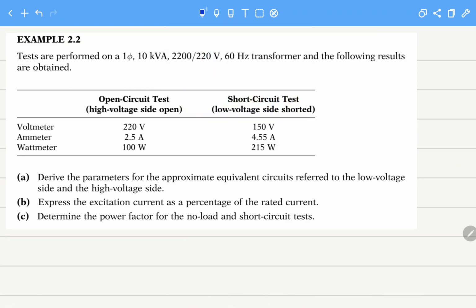Say that tests are performed on a single phase 10 kVA transformer. We can see it is a step down transformer. The primary side is actually the high voltage side, and the secondary side is the low voltage side, and the following results are obtained.